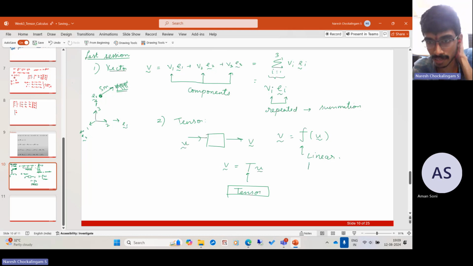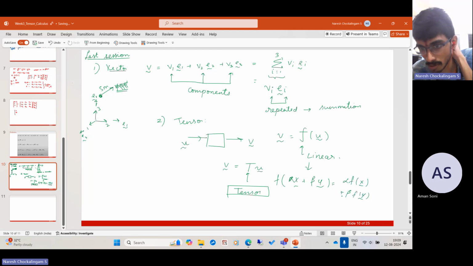We have also seen what linear is. Linear means superposition rules. So f of alpha x plus beta y is nothing but alpha f of x plus beta f of y. If this holds for all possible scalars alpha and beta and vectors x and y, then we call the operator f linear in its arguments. So a linear map which takes in a vector and returns another vector is a tensor. A tensor, unlike a vector, has two indices.